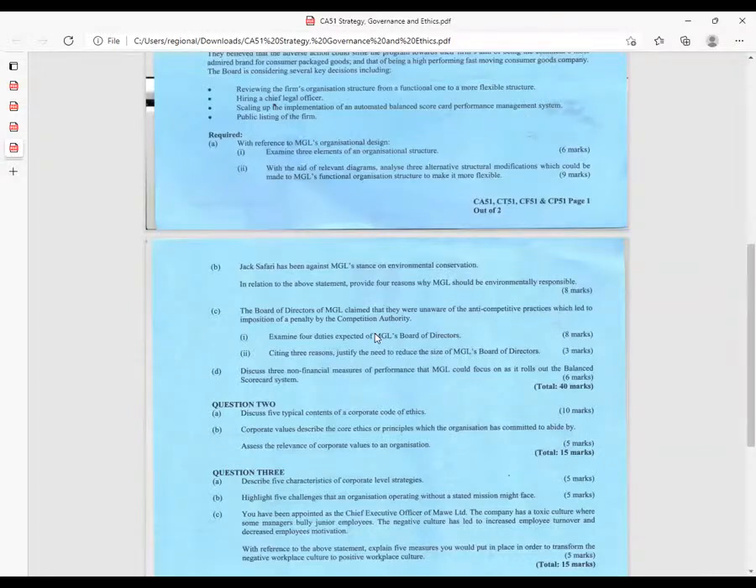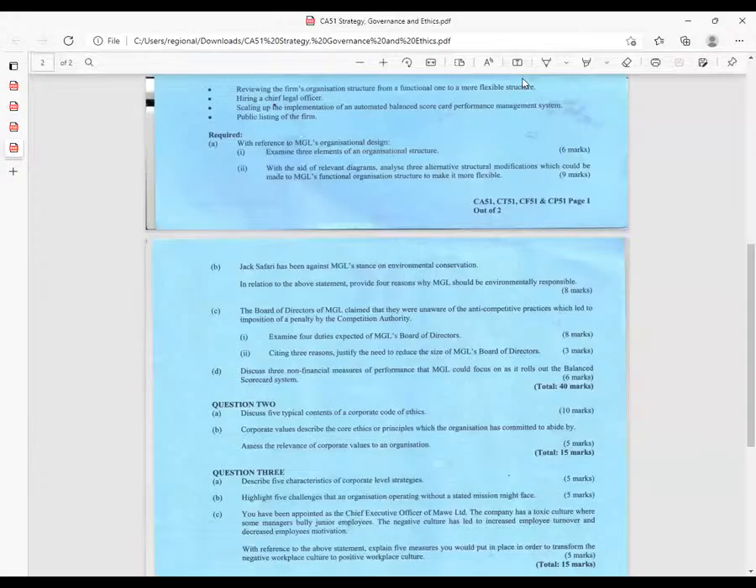D: Discuss 3 non-financial measures of performance that MCL could focus on as it rolls out the balanced scorecard system. If I'm the one doing this, I'll end up getting all the marks. How will I end up getting all the marks even without reading the case study? I'll remember the general structure of the balanced scorecard, the 4 perspectives. Is there anybody who is able to remember the 4 perspectives? Because I know my students must be remembering them.